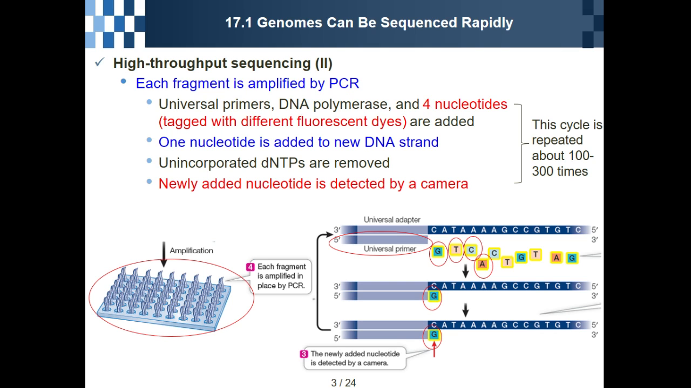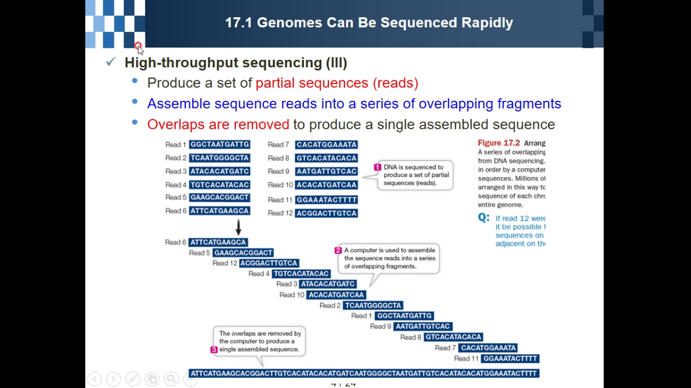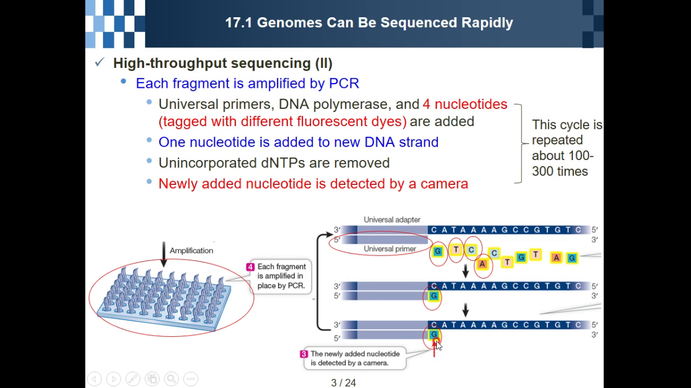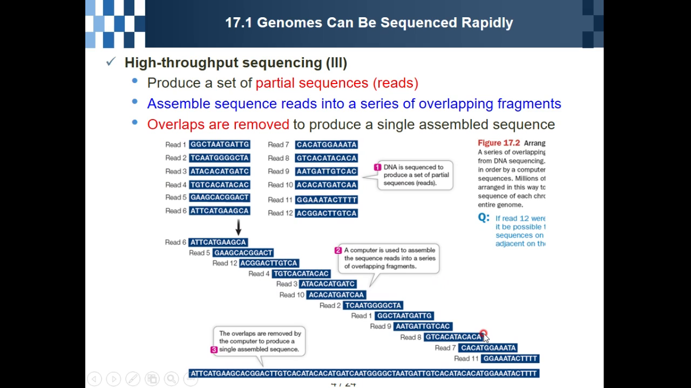Okay, the final step is that after that we detect each sequence. For example, this is G, and then in this sequence T, A, T, T. After that, it will produce a set of partial sequences like this.